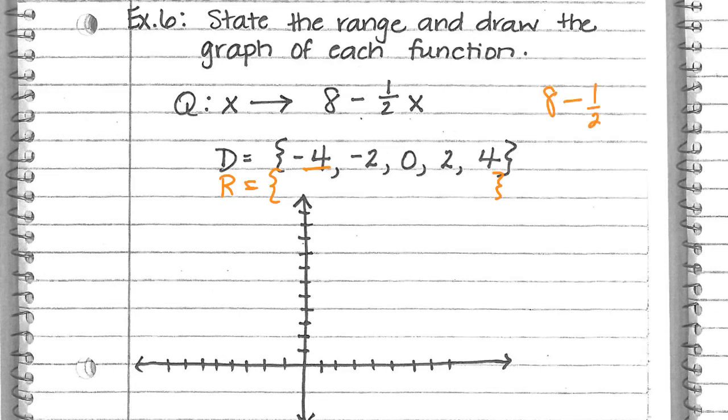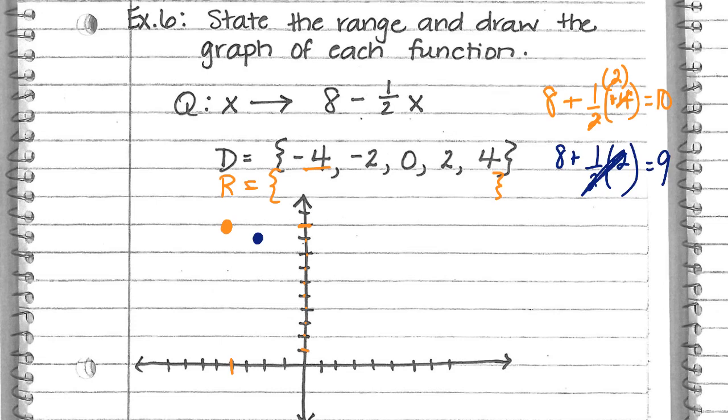8 minus 1/2 times -4. A negative becomes a positive. 2 and 4 cancel out. So this is just saying 8 plus 2, which is 10. So I know at -4, let's see, 1, 2, 3, 4, 5, 6, 7, 8, 9, 10. That is going to be my first dot. I'm going to write the range at the end. Now if I plug in -2, 8 minus 1/2 of -2, negatives cancel out, 2's cancel out, we get 9. So at -2, we're at 9.